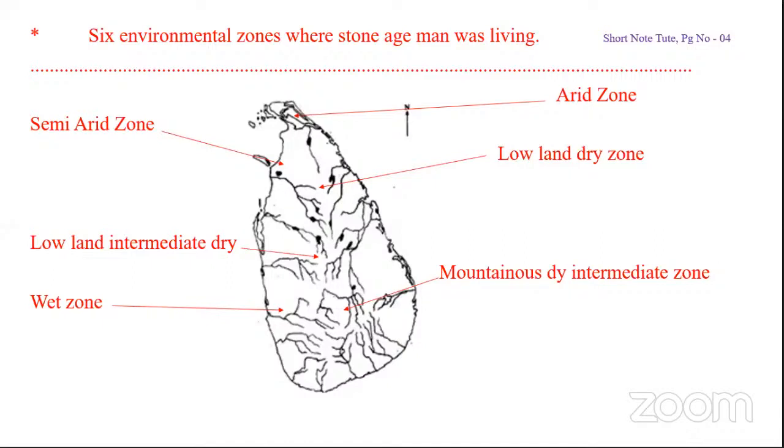So in the mountainous dry intermediate zone, that second word is wrong. It is not dy, it must be dry. That's a spelling mistake. Okay, so I'm moving to the next slide then. So still we are just doing page number 4 of the short note tute.